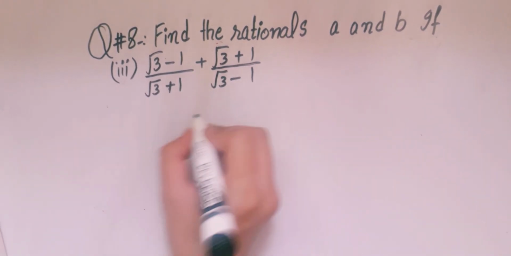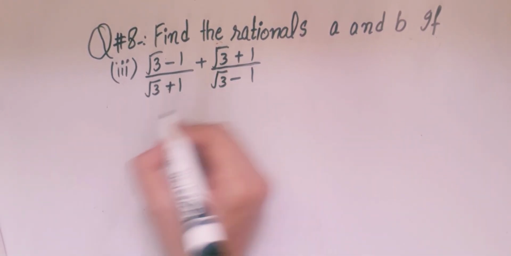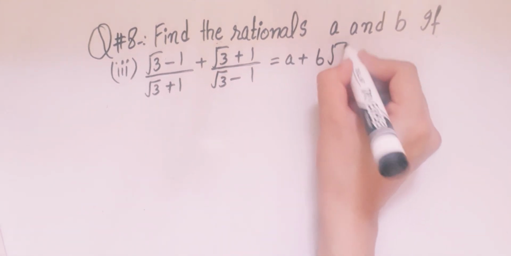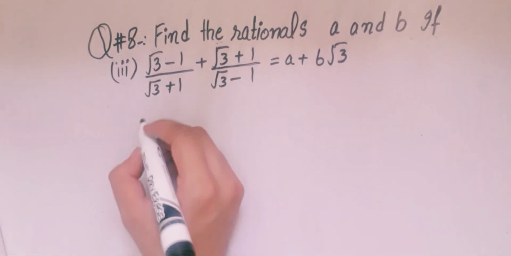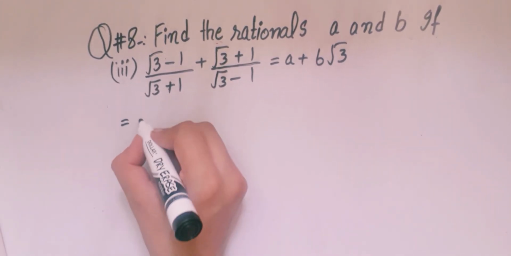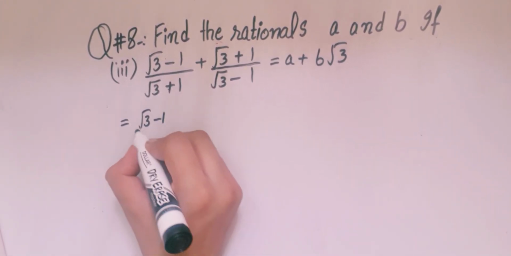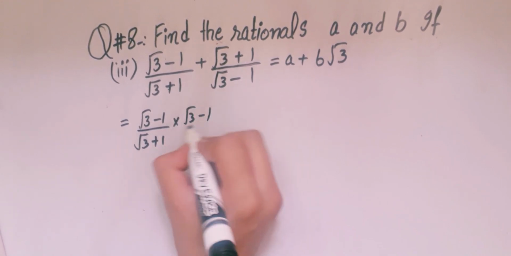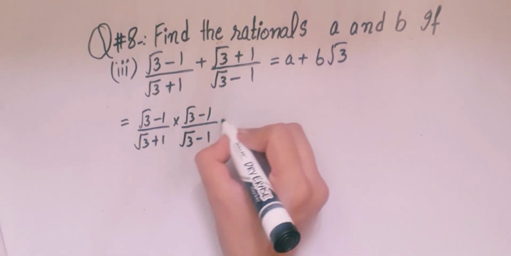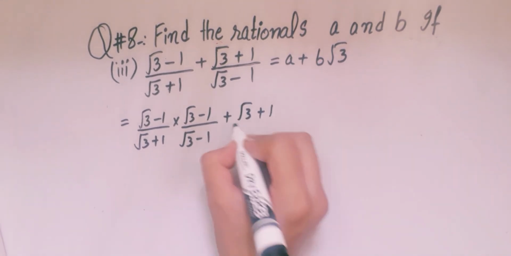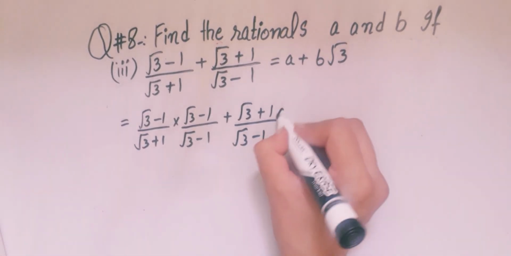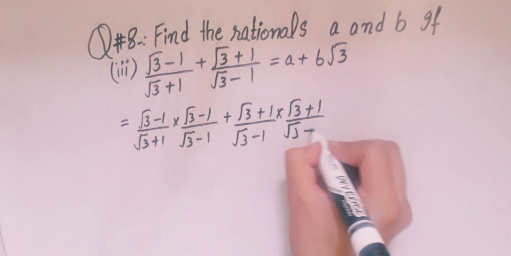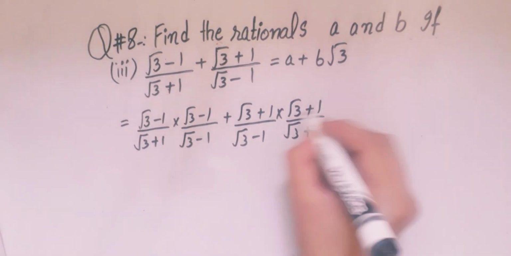Now we will rationalize this and compare this with a plus b square root of 3 to find the value of a and b. By rationalizing this, square root of 3 minus 1 by square root of 3 plus 1 multiplied by square root of 3 minus 1 by square root of 3 minus 1, plus square root of 3 plus 1 by square root of 3 minus 1 multiplied by square root of 3 plus 1 by square root of 3 plus 1.